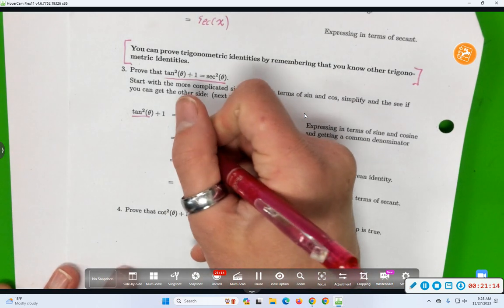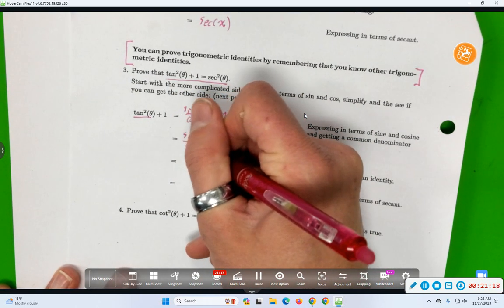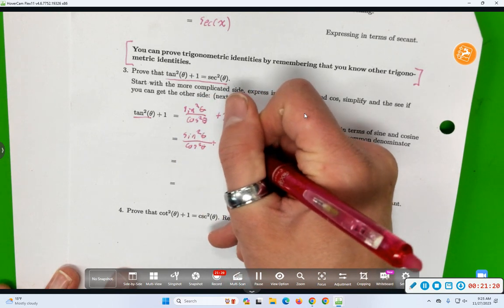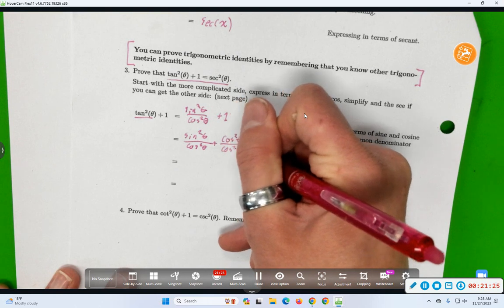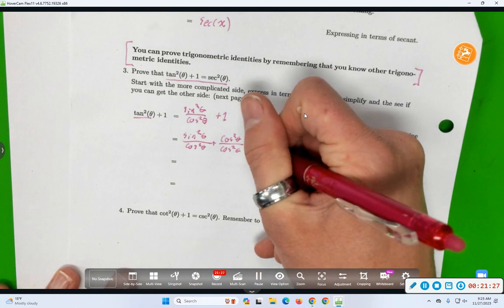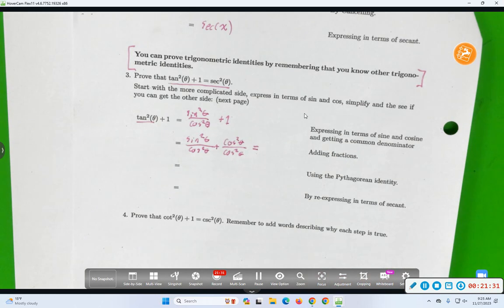Cosine squared theta. So let's do that. Sine squared theta over cosine squared theta plus cosine squared theta over cosine squared theta. And getting a common denominator is supposed to happen in the previous step, not this step. That's okay, I still have enough space.